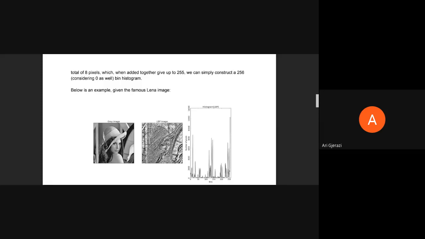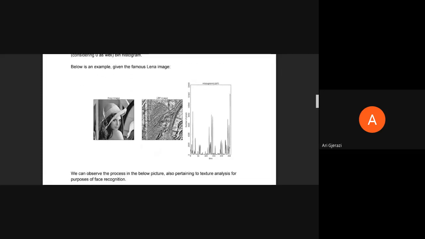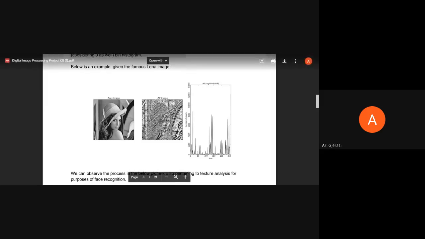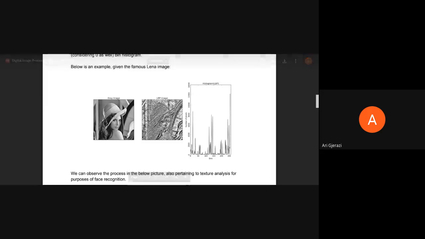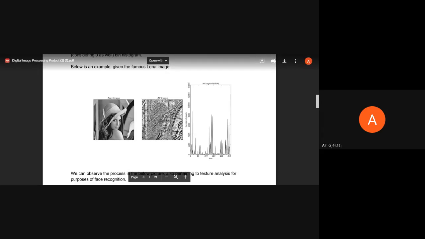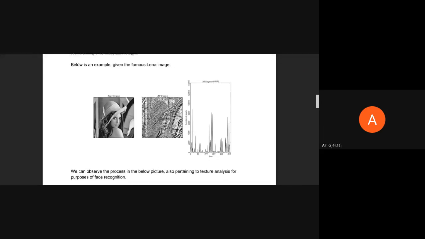Of course, given the above example, we would have some form of conversion into a histogram. We see how the LBP values shift. For Lena here, we have this histogram, which makes sense since values at the edge and the center are different.